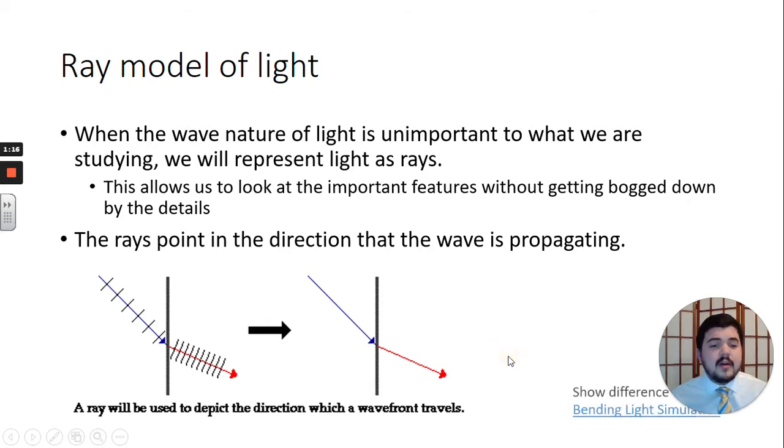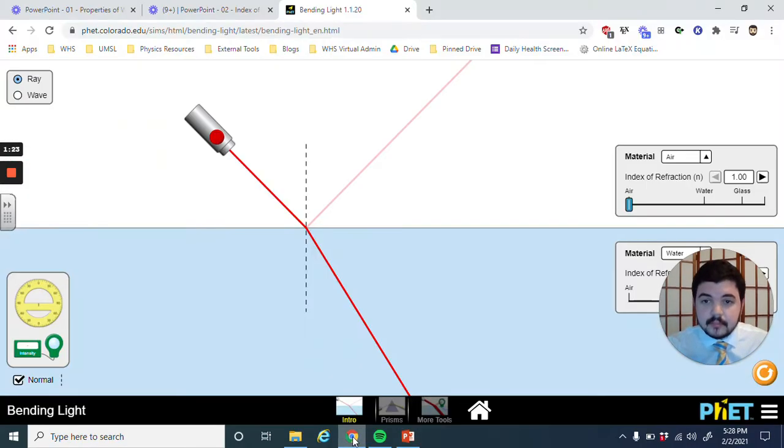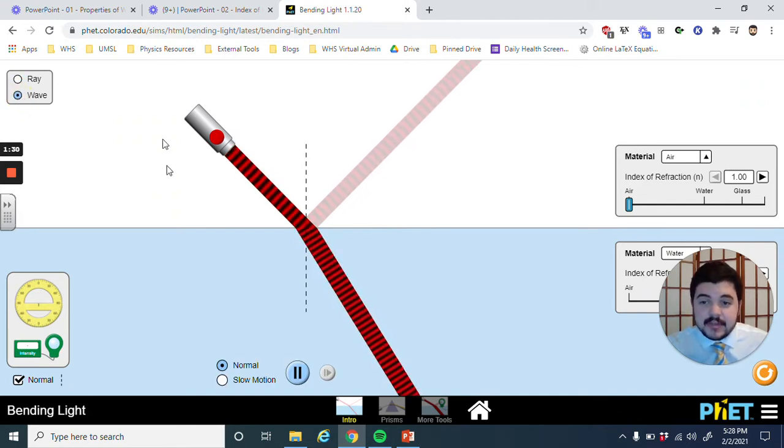I do feel that it's helpful to show the difference between these two using a PhET simulation. Here we have that PhET simulation, and I'm going to switch over to the wave model now. This is a laser, and the laser is sending light out into the world, and we can see that light wave move. We can see it moving forward. The red in this picture represents the crest of a wave, and the black lines represent the trough of the wave as it moves forward.